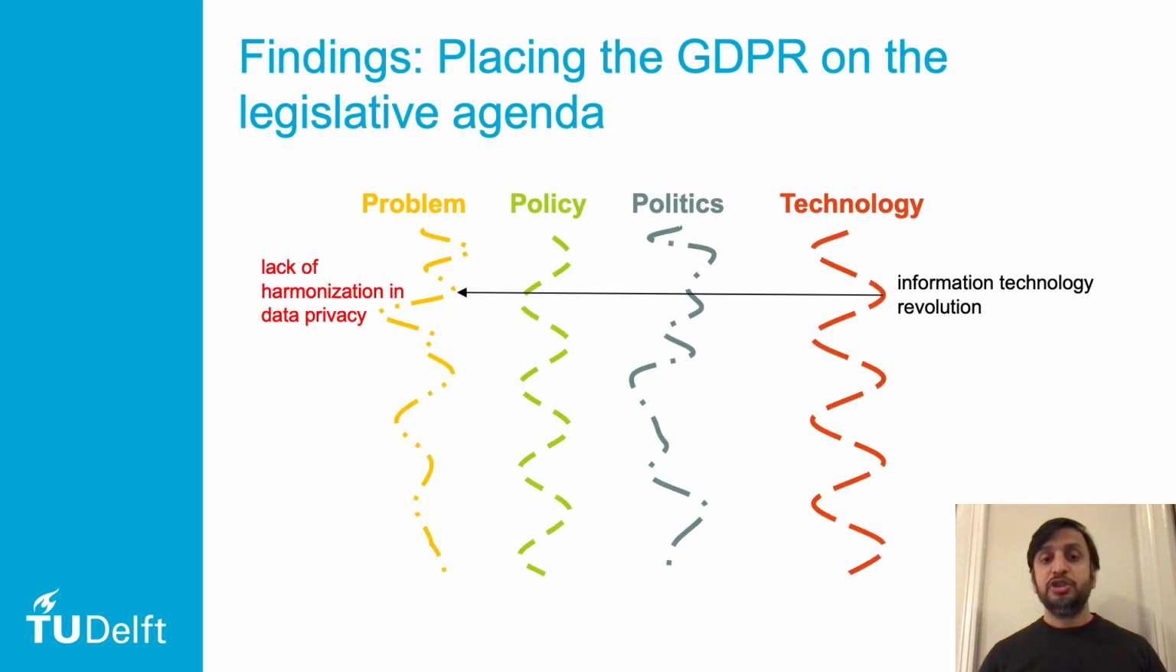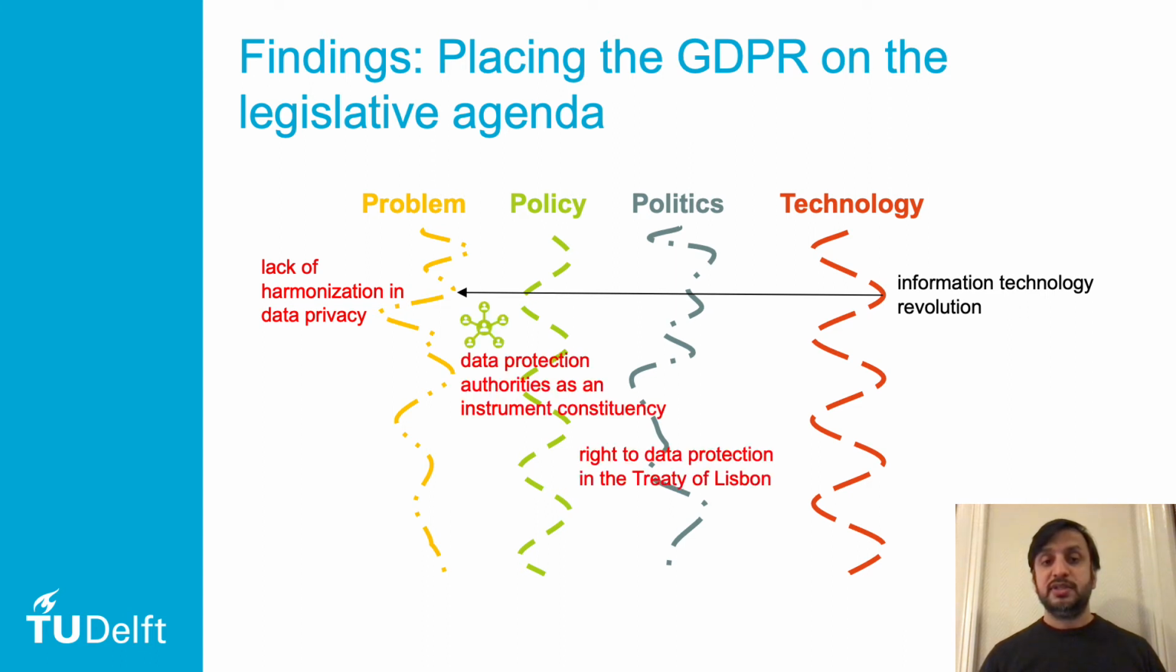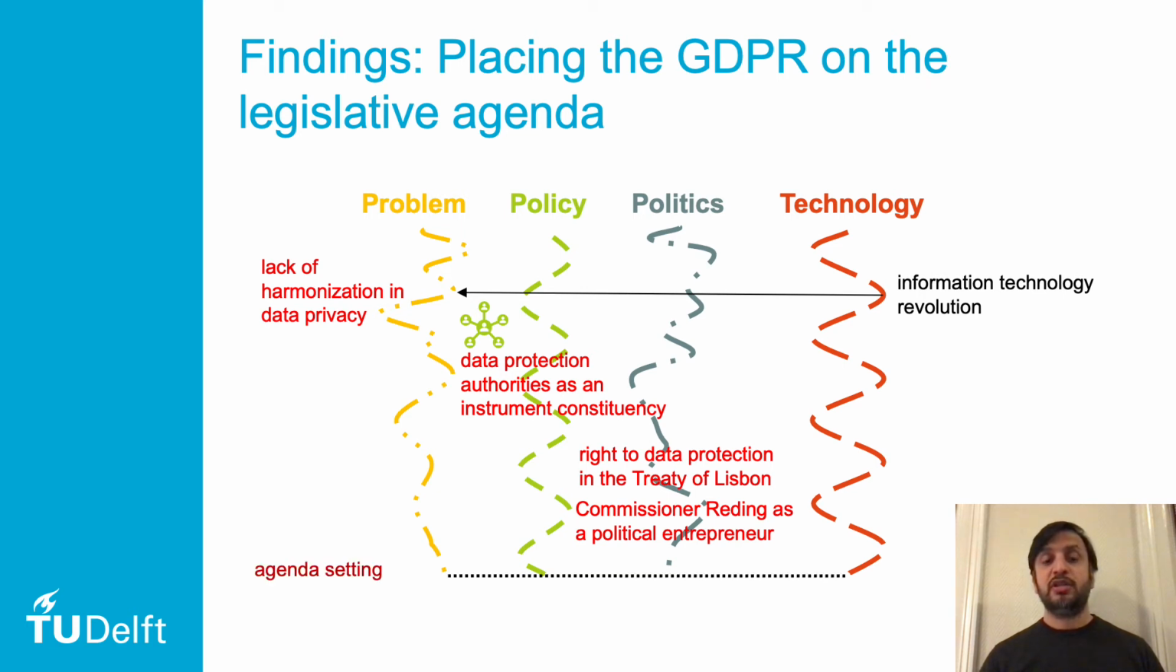We find that the notion of the GDPR gained traction when the lack of harmonization in data privacy regulation across the EU, caused partly by the IT revolution, was framed as the problem necessitating regulatory change. An instrument constituency of data protection authorities played the role of a policy entrepreneur in developing the GDPR in the policy stream and was instrumental in the insertion of data protection in the EU Fundamental Rights Charter and in the Treaty of Lisbon. This opened a window of opportunity in the politics stream, which was seized by the Justice and Consumer Rights Commissioner Viviane Reding to push a draft of the GDPR through the European Commission and place it on the legislative agenda.